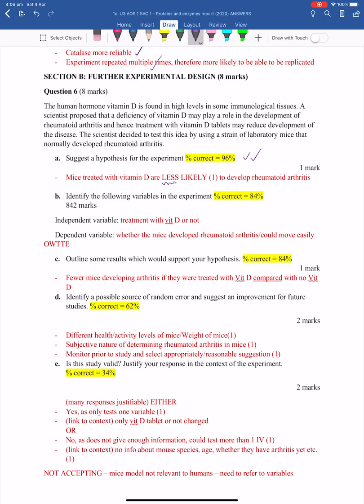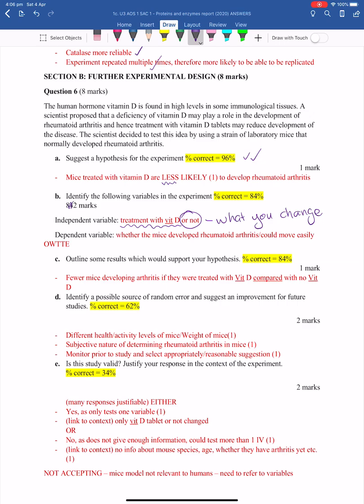The next one, I don't know why that says 842 marks. It's just 2 marks. The next one, IV and DV. Some people got a little bit confused around this. You need to give me this bit, this or not. So when you're doing the independent variable, this is what you change. And what you change is affected. You needed to tell me how you're going to change it.